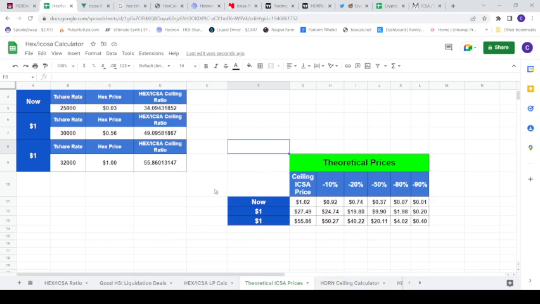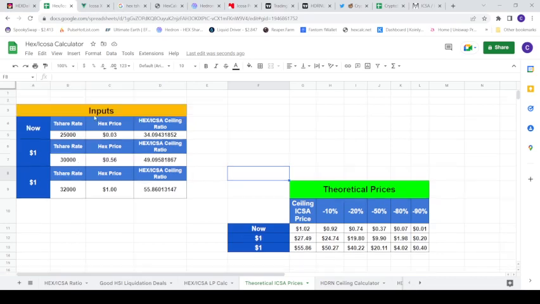So this is a really interesting tool to evaluate where you think the Icosa price will be, based on the HEX price and how fast the T-share rate ratchets up. Like if we do a $1 HEX price at 30,000, it'll be about $17.67 at a 50% discount, $35.44, and the ceiling price would be about $49.